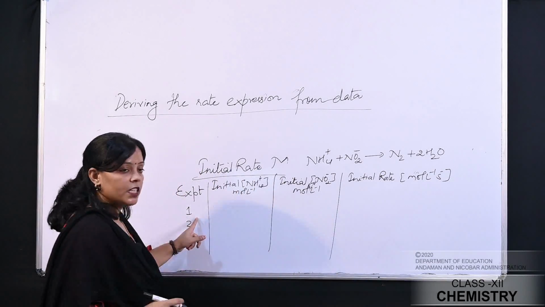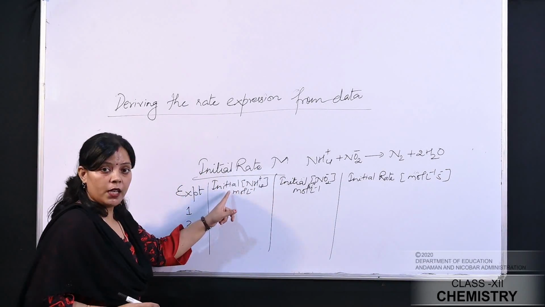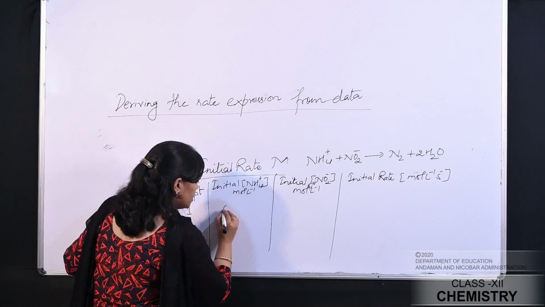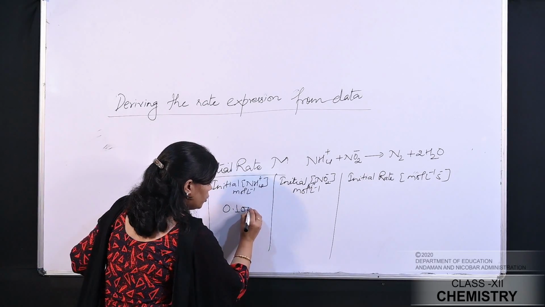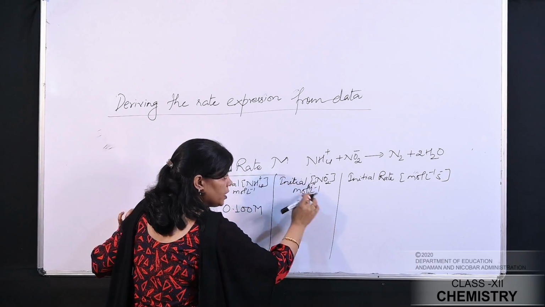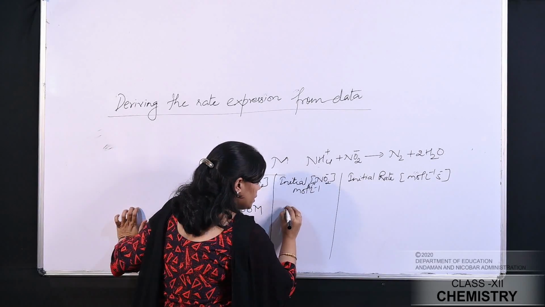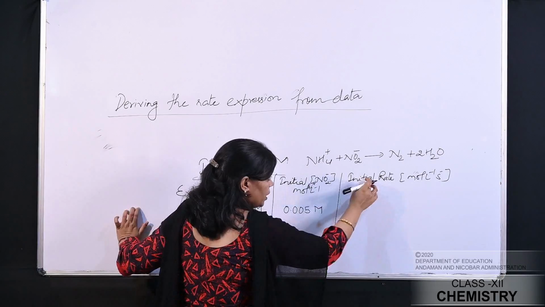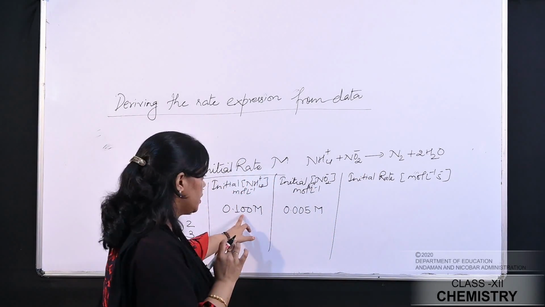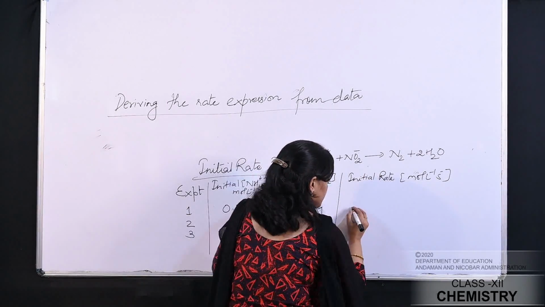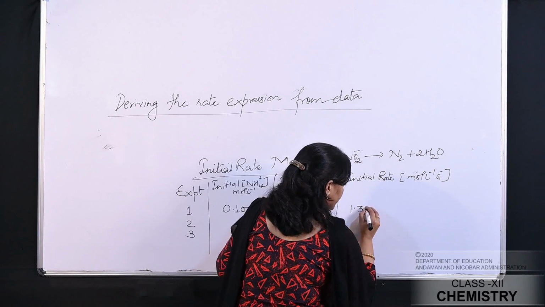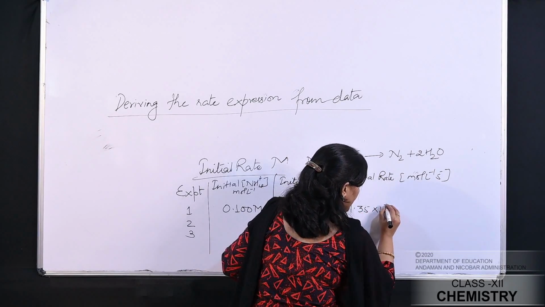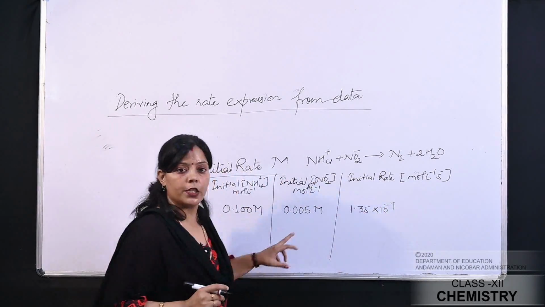Okay, in the first experiment the initial concentration of ammonium ion is 0.100 molar, and the initial concentration of nitrite anion is 0.005 molar. And what is the initial rate? When the initial concentrations are these, then the initial rate is found to be 1.35 into 10 to the power minus 7 mole per liter per second.